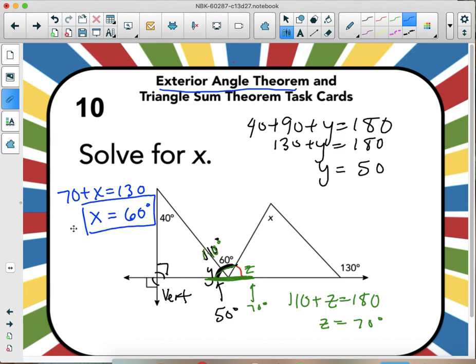Okay. Again, there's a bunch of different ways to solve these. I just gave you guys a few different ways to do this. Continue to ask questions. Let me know if you're unsure about these. Hopefully this video kind of helps out as far as clarifying some of the exterior angle theorem and triangle sum theorem problems. Okay.